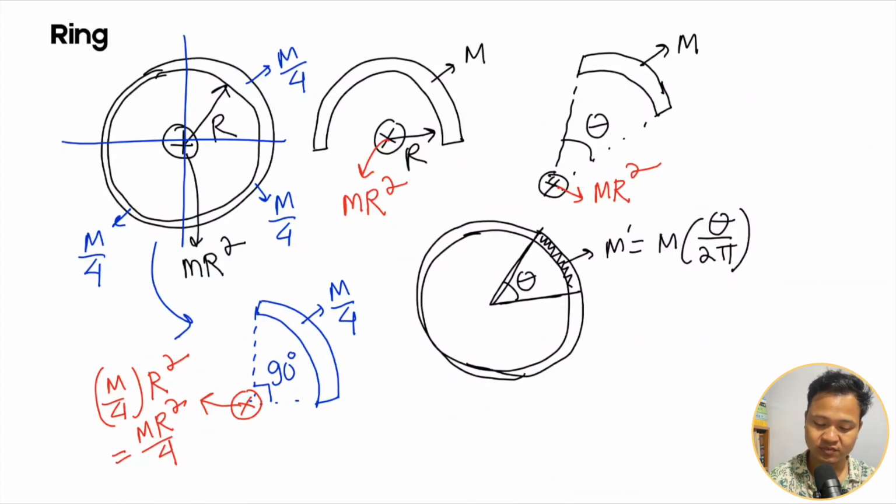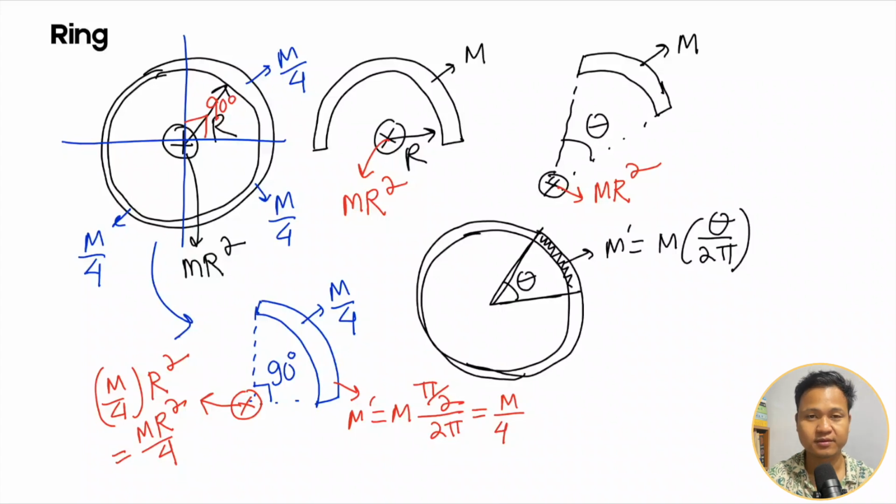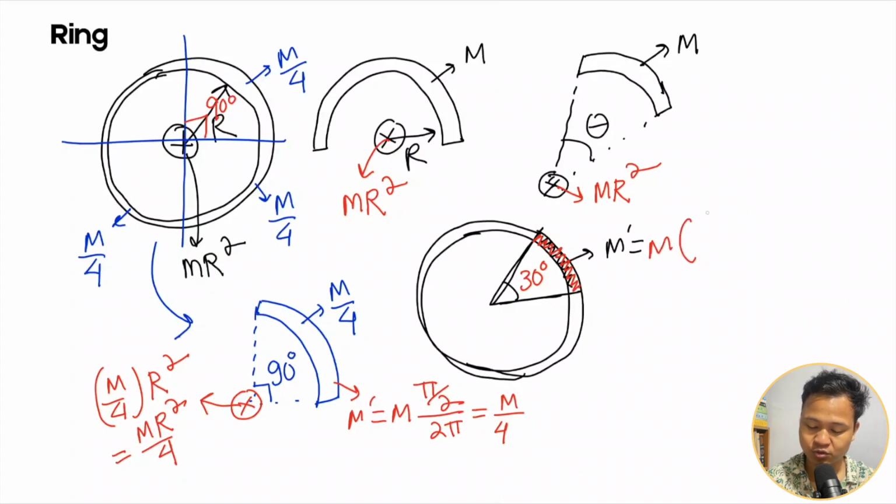For the formula, take 90 degrees, which is pi by 2. Applying the formula, m dash is m into pi by 2 divided by 2 pi, so this is m by 4. You can do it for any angle. Suppose in place of theta you are given 30 degrees, which is pi by 6. Then I will have m into pi by 6 divided by 2 pi, so the mass is m by 12.